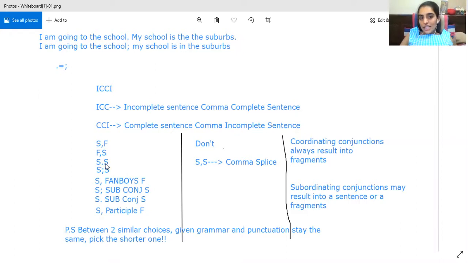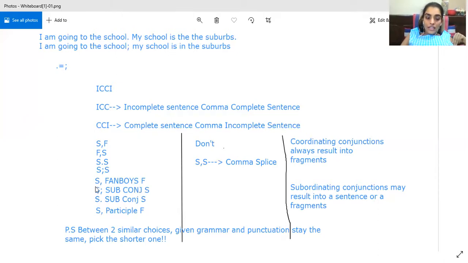So then either it's sentence, full stop, sentence, but full stop is equivalent to semicolon. The only difference being if the first letter after full stop is capital and the first letter after semicolon is small. Okay. And then we know fanboys make fragments. So sentence, comma, fanboy fragment.